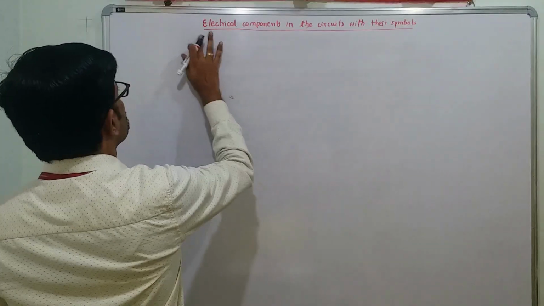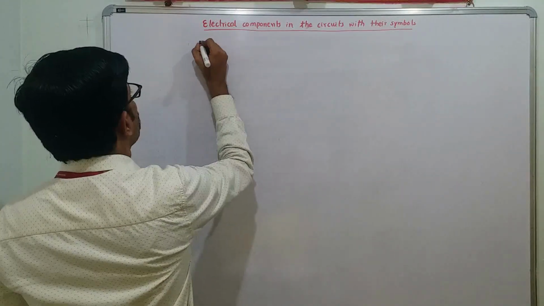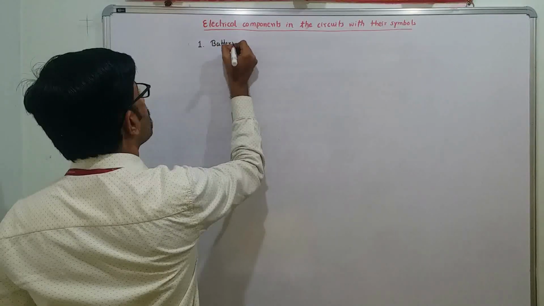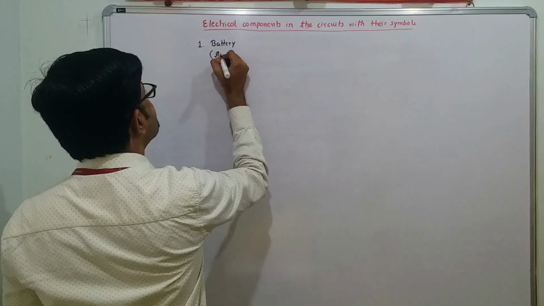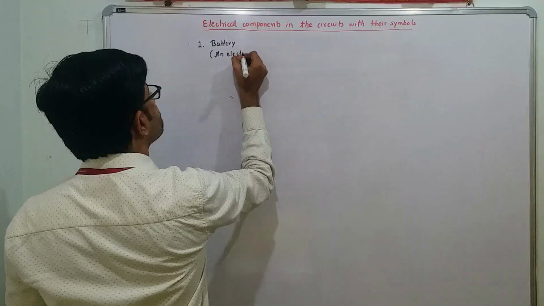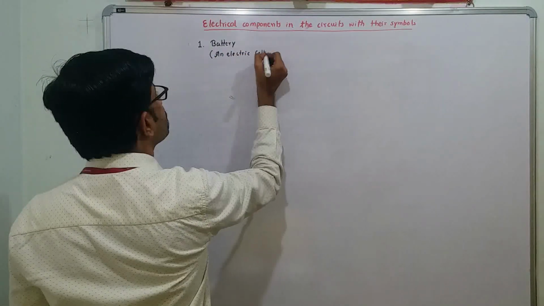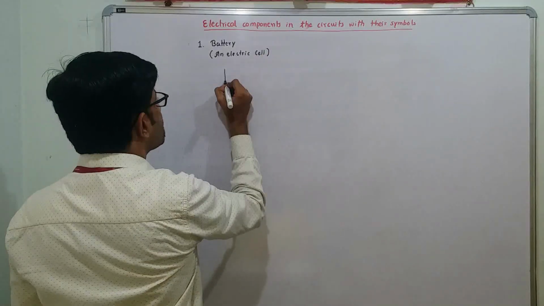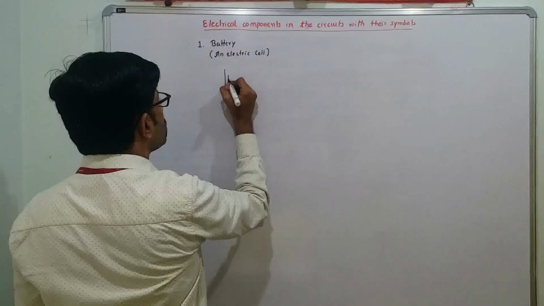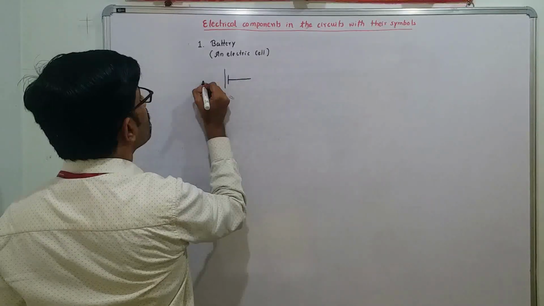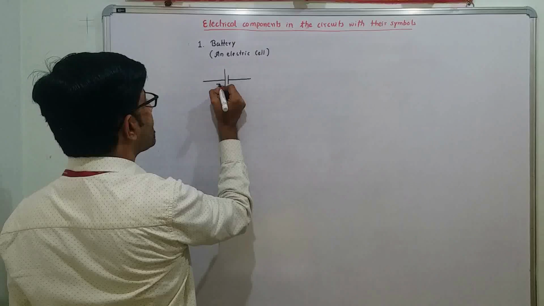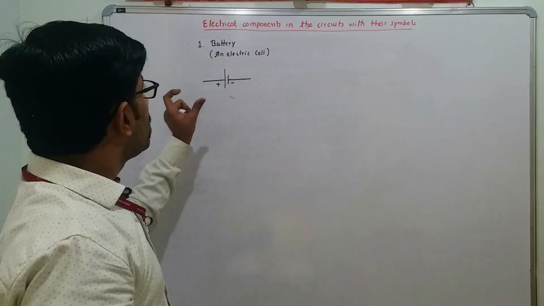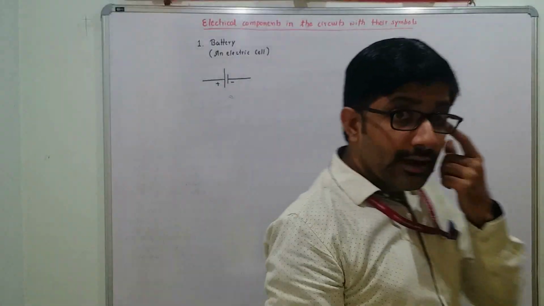So let's take the first electrical component, that is a battery or an electric cell. This can be drawn as a larger line and a smaller line with some amount of gap in between. So larger line is taken as positive and smaller line is taken as negative. This is the simple electric cell or a battery.